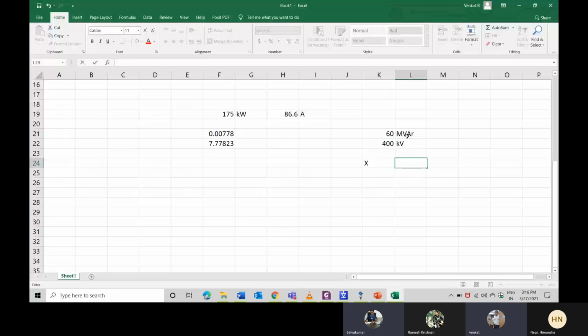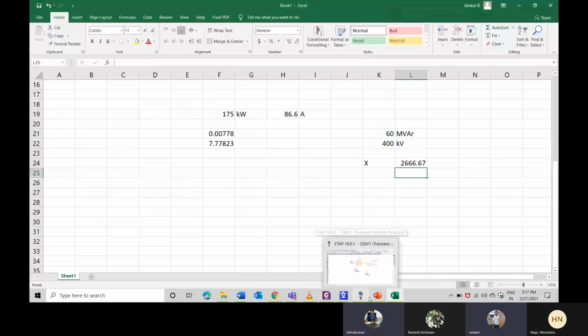X is equal to V square by MVR. Correct, V square by MVR. So equal to 400, 400 square, divided by 60. Here we can match it like this. You got this point, no?